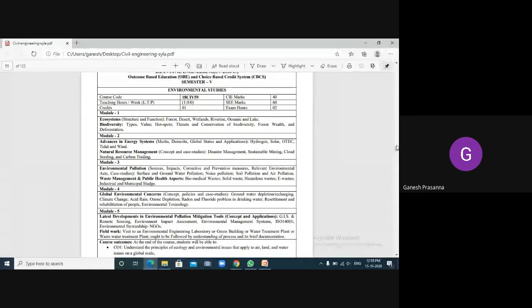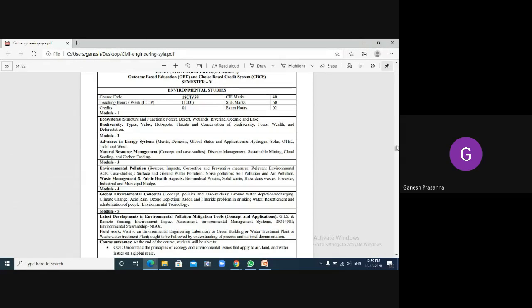Coming to the syllabus, you can see the ecosystems and the biodiversity. The second module comprises of the advances in energy systems and natural resource management. The third module comprises of environmental pollution and waste management and public health aspects. The fourth module comprises of the global environmental concerns, and the fifth module comprises of the latest developments in environmental pollution mitigation tools, that is application of your remote sensing and GIS. So this is the syllabus that is confined to you in the environmental studies.